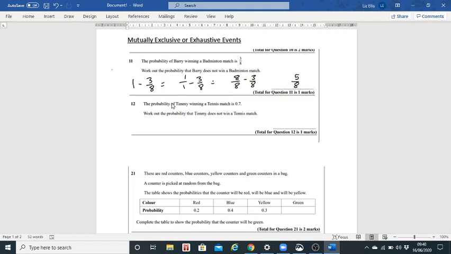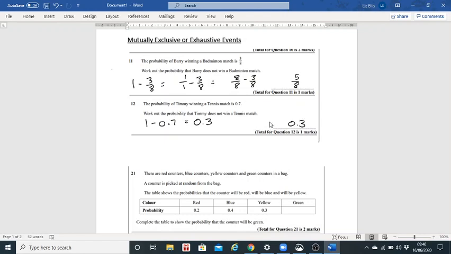The next one, if the probability of Timmy winning a tennis match is 0.7, what's the probability he doesn't win? So we know they're mutually exhaustive, you either win or you don't. So we do 1 minus 0.7, which happens to be 0.3. So that is our answer, 0.3.